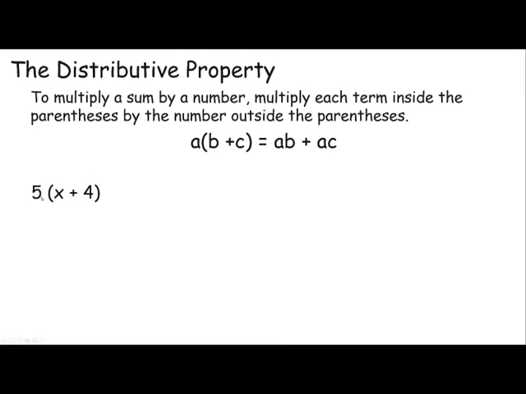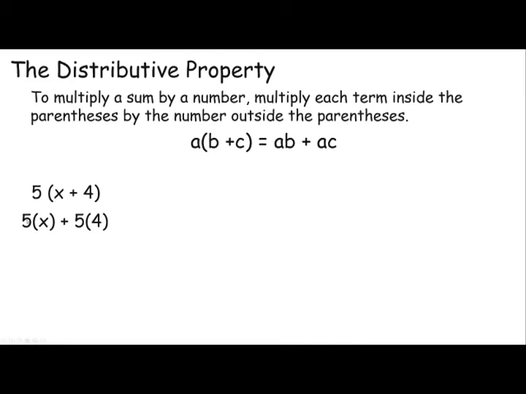I have 5 groups, and every group has an X in it and a 4. Well, that's the same as saying I have 5 X's and I have 5 4s. I have 5 of everything in the group. 5 X's and 5 4s.